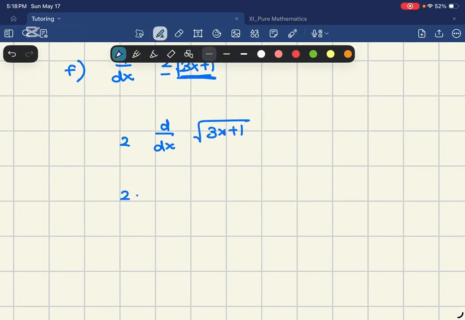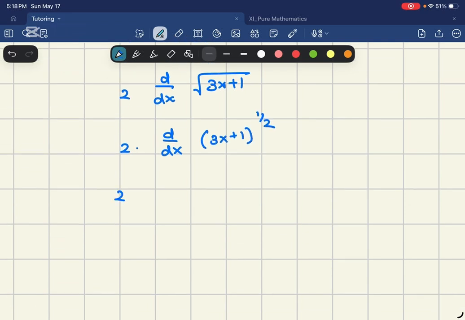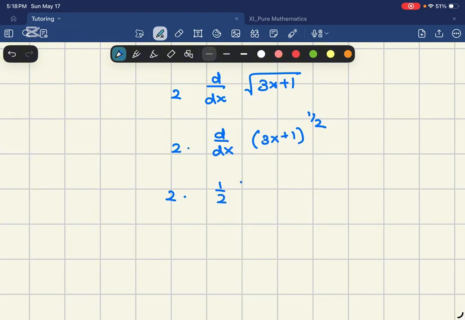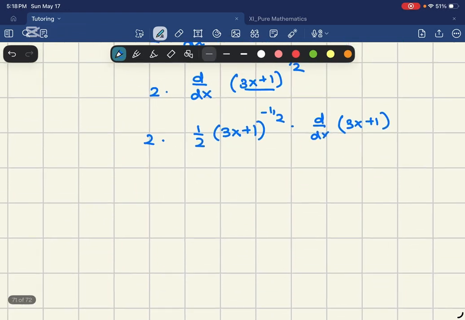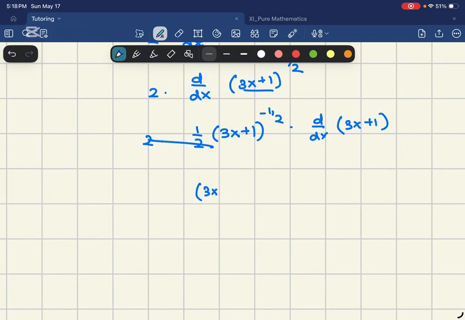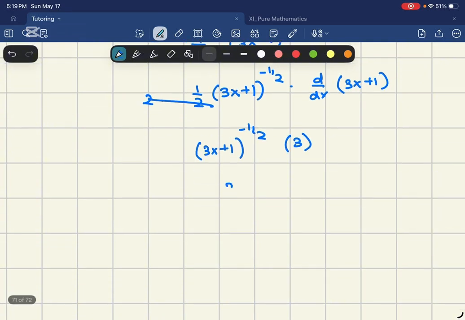So now 2 times d by dx of 3x plus 1 to the power half, right? And now when you do the derivative, you get 3x plus 1 to the power minus half. But the inside is not just x, it's 3x plus 1. So you want to differentiate 3x plus 1. So these cancel out. You get 3x plus 1 to the power minus half times 3. So 3 over square root of 3x plus 1. That is your solution.